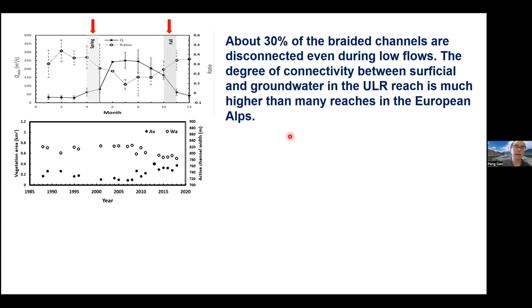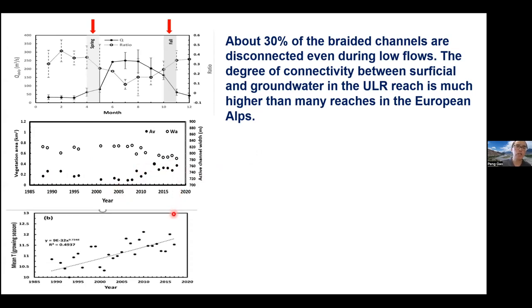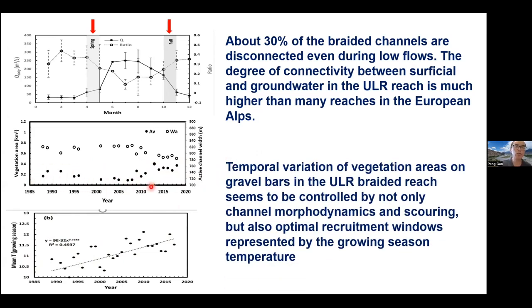And when we look at the temporal changes of vegetation areas, as you can see, in most of the past few decades, the vegetation area is very, very low, less than 0.3 square kilometer. But after 2010, it started to increase and maintains the high value. The first part could be explained by the morphological dynamics of the rivers, but the second part cannot. So we further show that the temperature of the vegetation growing season, which is typically summer, actually increased over time. So we think this increase of temperature could explain the sudden increase of vegetation after 2010, even though in the early part of the period, the low vegetation was controlled by very dynamic morphological changes of the river.